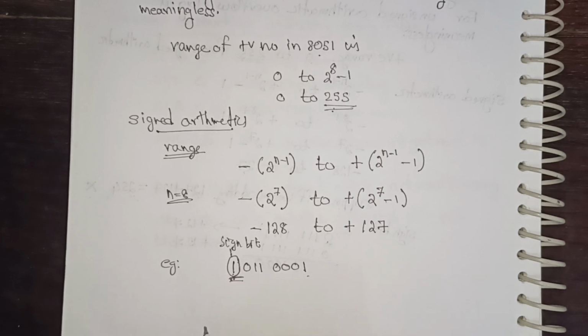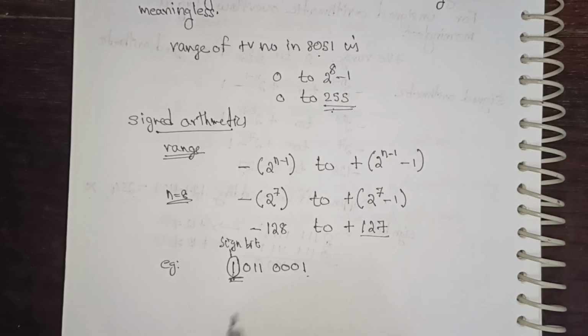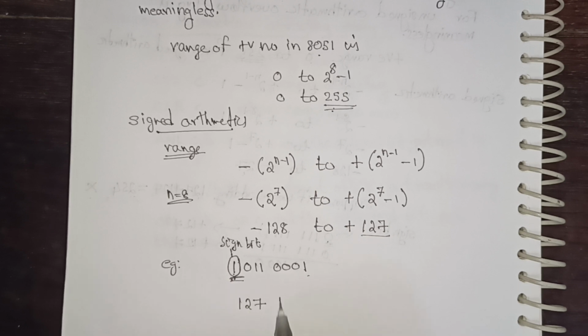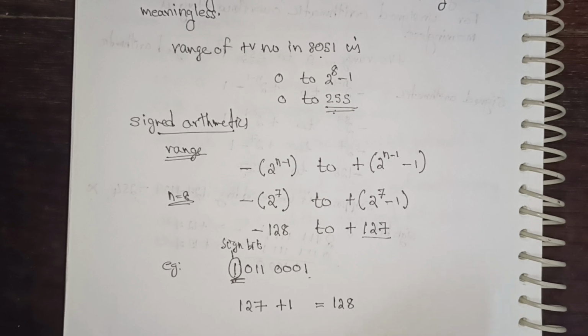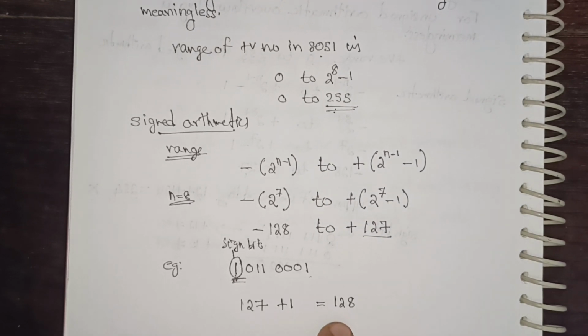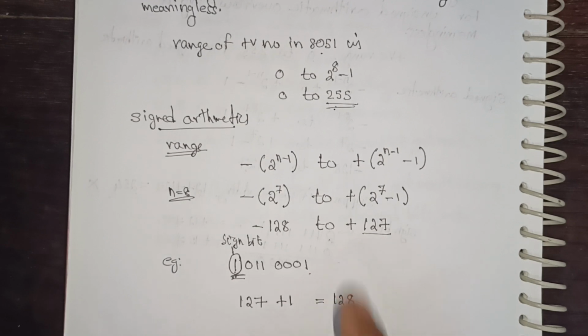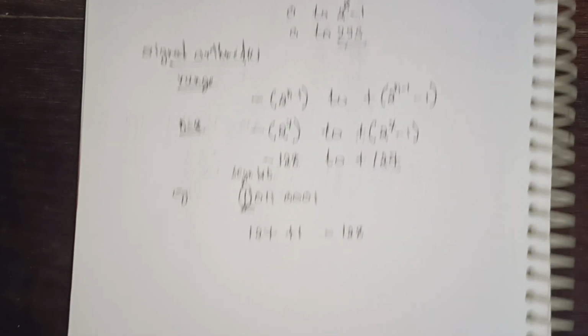So we are going to perform an addition. Our maximum positive number is 127, right? So we are going to perform 127 plus 1. The result is 128. But this 128 cannot be represented in our signed arithmetic. So let's see it in binary form.